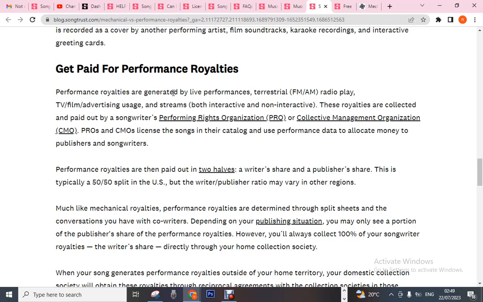Performance royalties are generated by live performances, terrestrial (that is FM or AM) radio play, TV, film, advertising usage, and streams, both interactive and non-interactive. These royalties are collected and paid out by a songwriter's performing rights organization, that is the PRO, or collecting management organization, CMO.